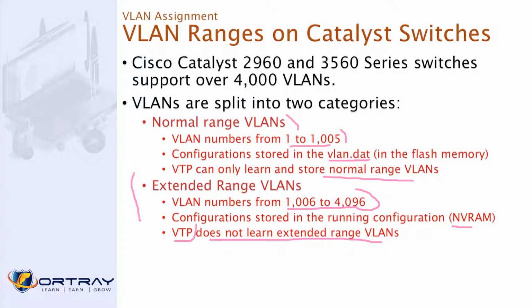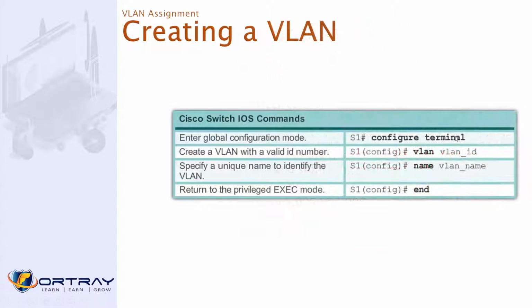We will discuss that later on. So basically, the idea is just to define what is the normal VLAN and what is the extended range. The normal VLAN range is 1 to 1005, and the extended range is 1006 to 4096. The normal range configuration is stored in the VLAN database, and here the configuration is stored in the NVRAM. VTP can only learn and store the normal VLANs, and VTP does not learn the extended range VLANs. That's the difference between the two.